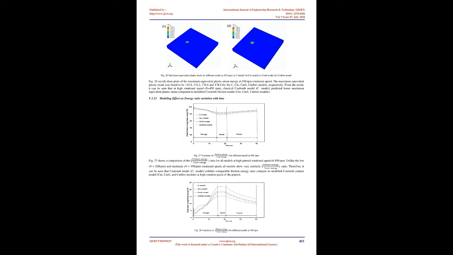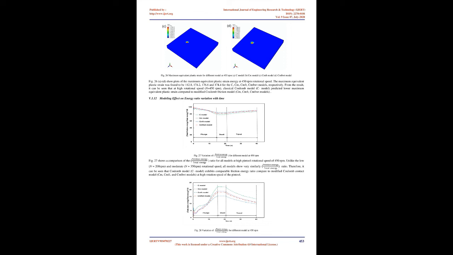of 450 rpm. Unlike the low, n equals 200 rpm, and moderate, n equals 350 rpm, rotational speeds, all models show a very similar friction energy to total energy ratio. Therefore, it can be seen that the Coulomb model, C model, exhibits a comparable friction energy ratio compared to the modified Coulomb contact models, CM, CMFT, and CMFT-WT, at high rotation speed of the pin tool.